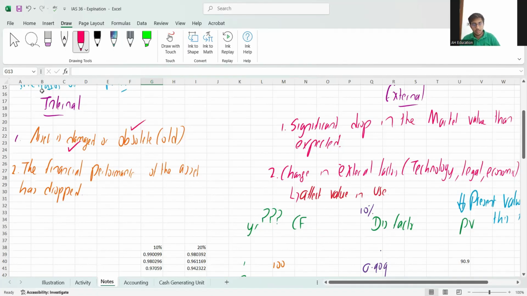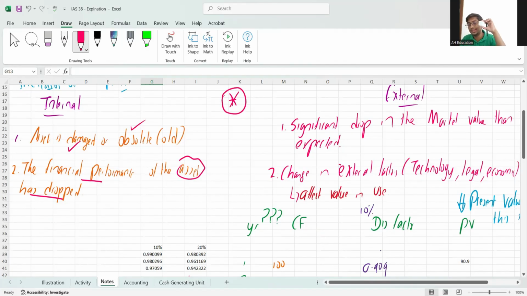Finally, the financial performance of the asset has dropped. Now this, I will tell you, is a sure shot question that you can be asked if it's tested in MCQ. They will give you four options and ask you to identify which are the internal factors or which are not the external factors. The examiner will term it like that. Okay, the financial performance of the asset has dropped.